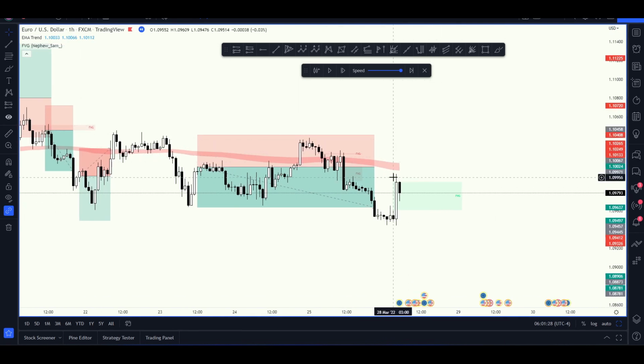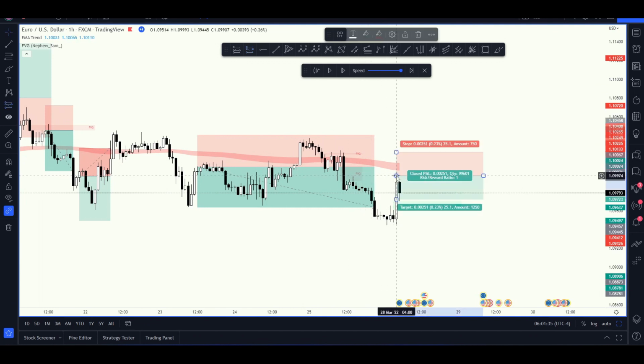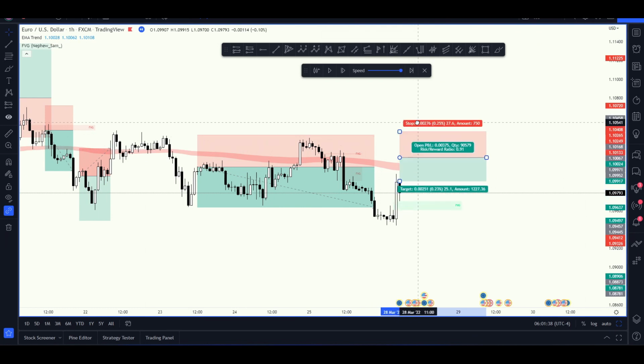That's good. Let's wait for another fair value gap to be tapped. So that is another fair value gap being hit, stop loss above the high. Oops.